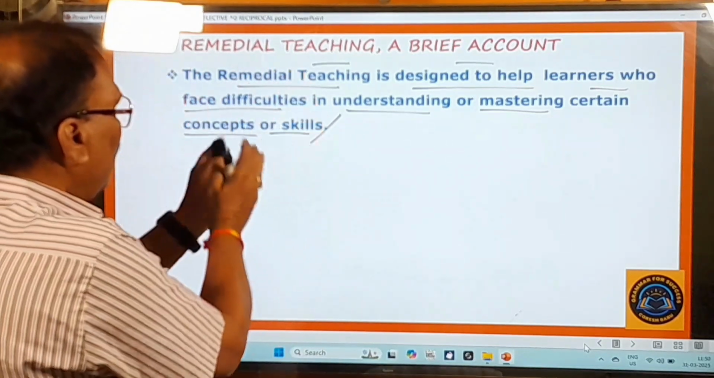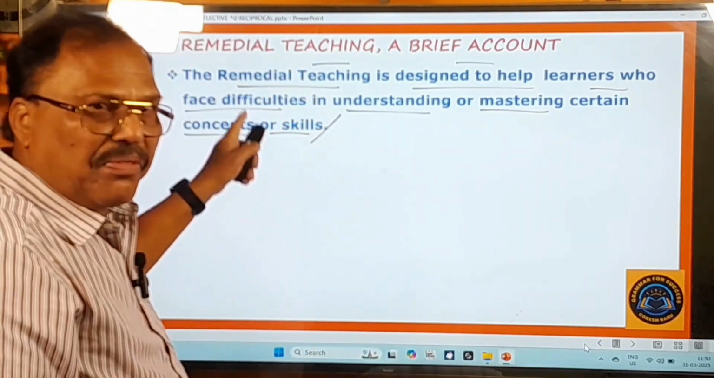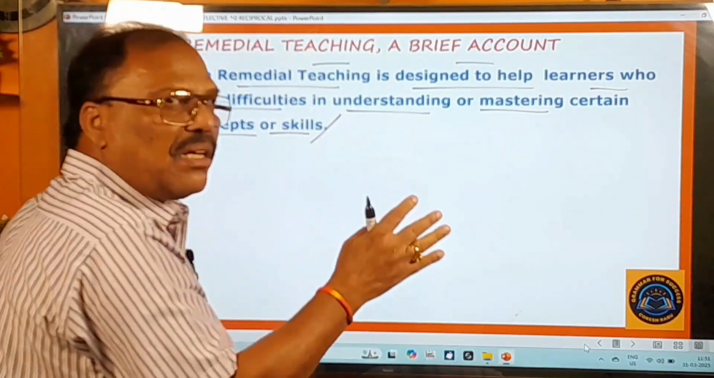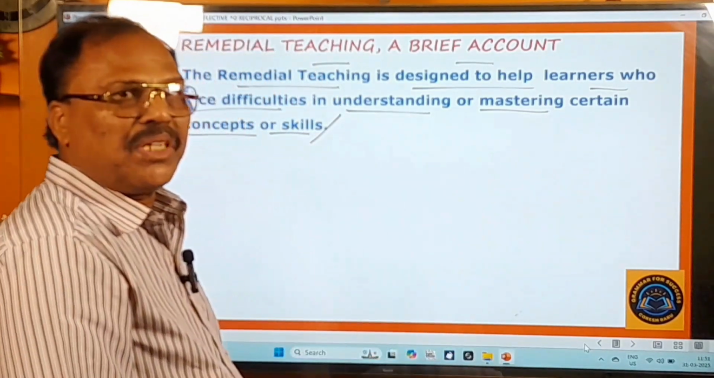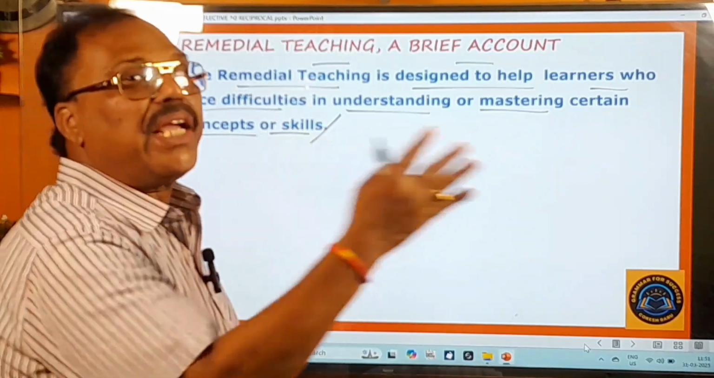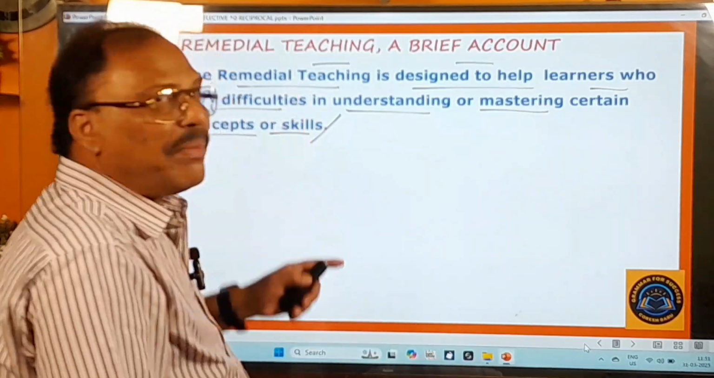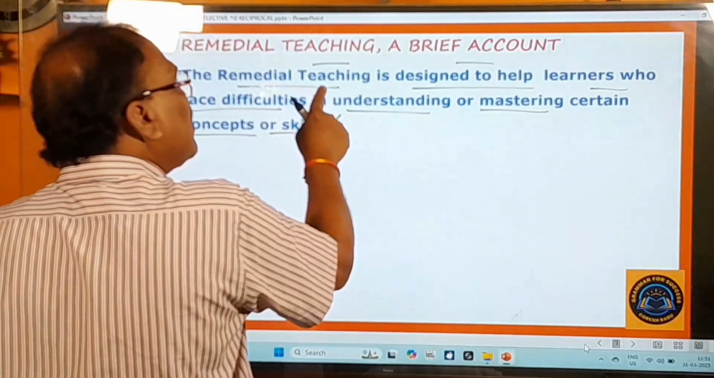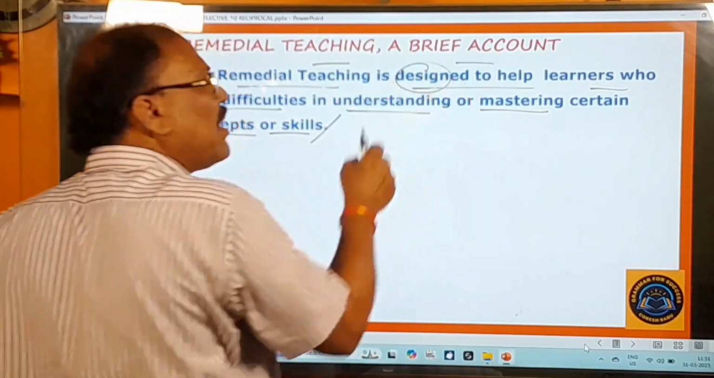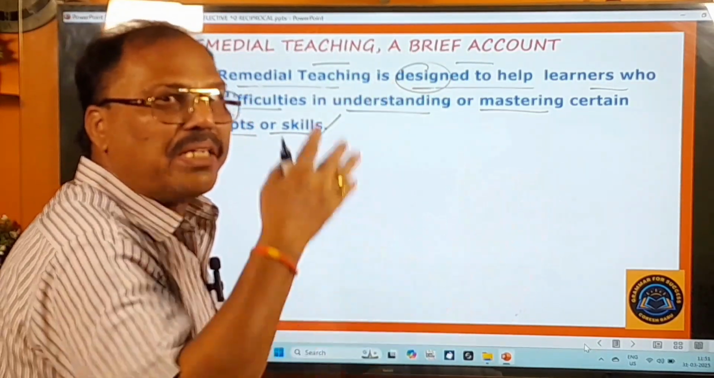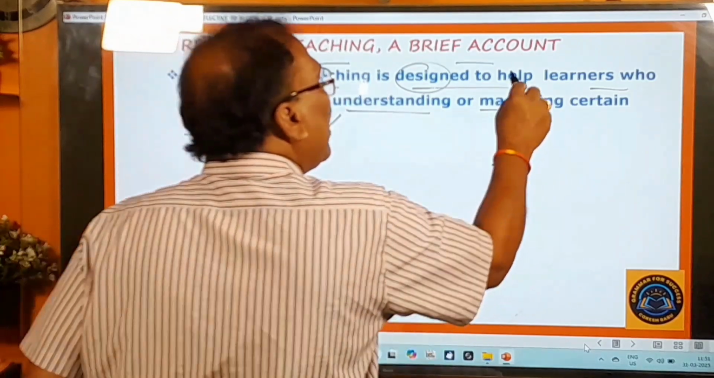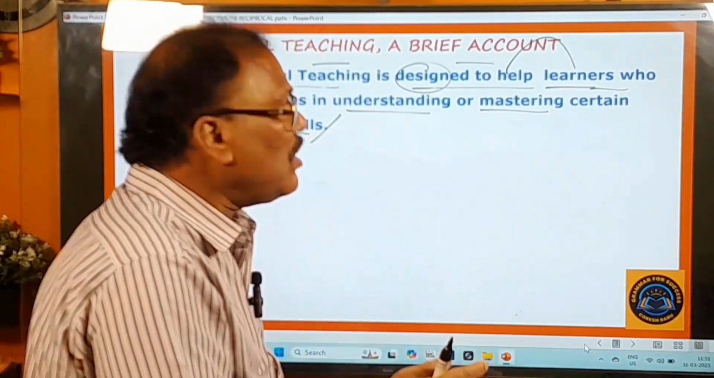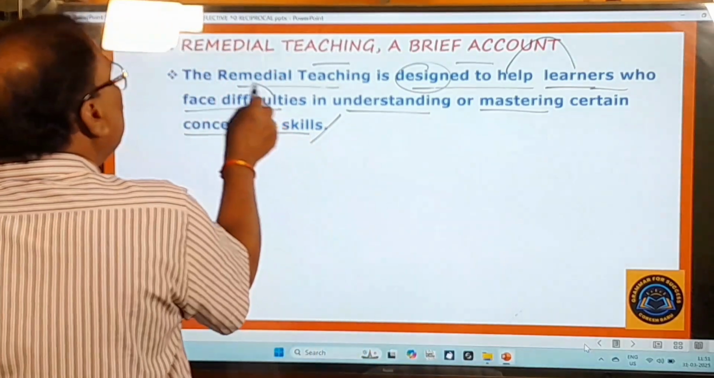The idea about the remedial teaching is given in this first point. So here the remedial teaching also means the corrective teaching. It also means the educative teaching, and it also means the helpful teaching. So here this remedial teaching is designed. Design means intended, or it is prepared. Why? To help learners. To help learners means here to help the students. What kind of students? Who face difficulties.